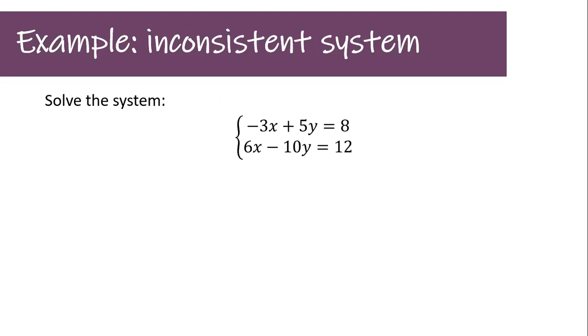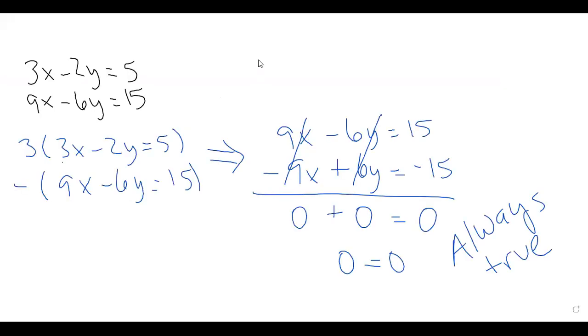Let's solve this system. I'm going to move us to the whiteboard again. I'm going to clear it if my mouse will work. I'm going to have negative 3x plus 5y equals 8 and 6x minus 10y equals 12.